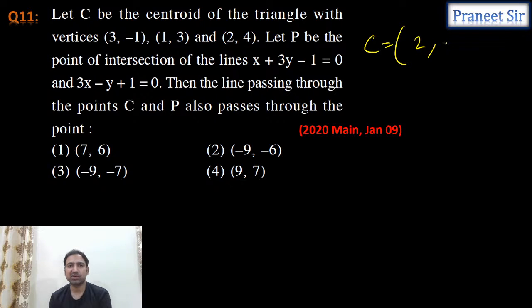And then minus 1 plus 3 plus 4 by 2, 6 by 3, again 2. 2 comma 2, we are getting C. And the point of intersection of these two lines, we can calculate the point of intersection of these two lines. How much are we getting, guys? Which is P, right? So tell me how much we get.